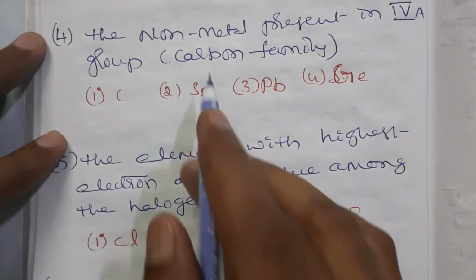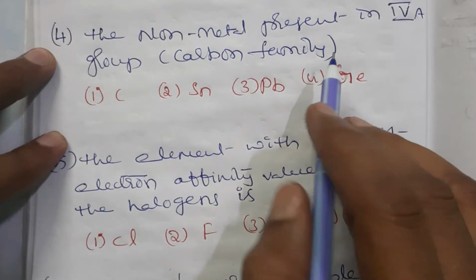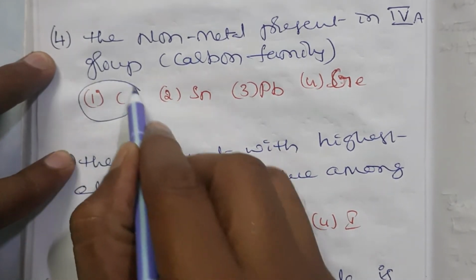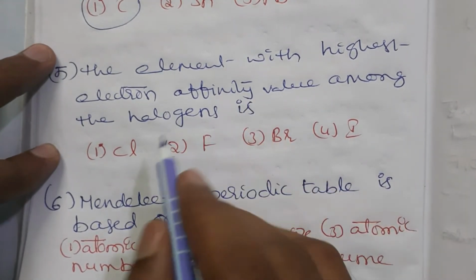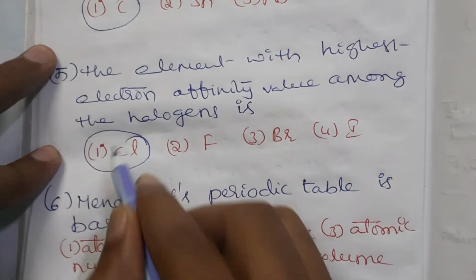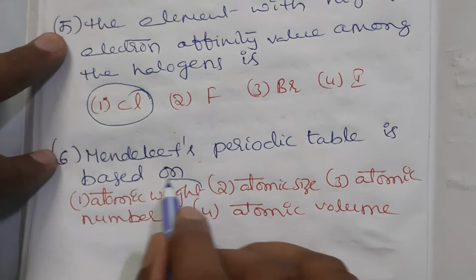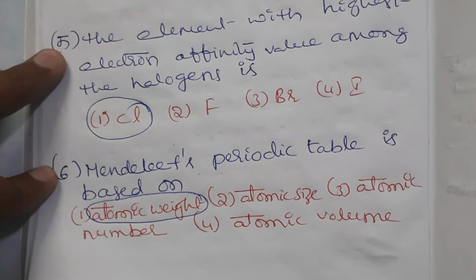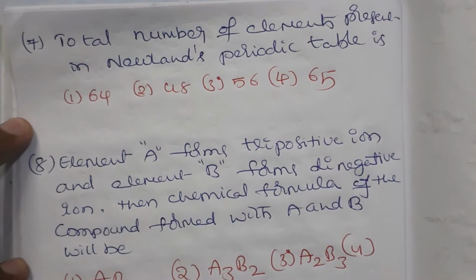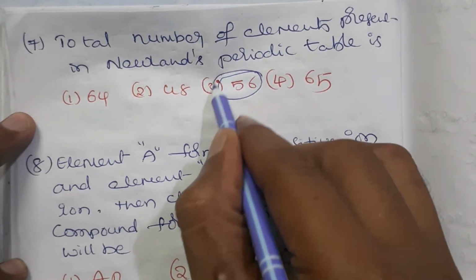Next, the non-metal present in group 4A. You know the family name of group 4A is the carbon family. Next, the element with the highest electron affinity is chlorine, students. Next, Mendeleev's periodic table is based on atomic weight, but the modern periodic table is based on atomic number, students. Next, bit number 7: total number of elements present in Newlands' periodic table is 56, students.